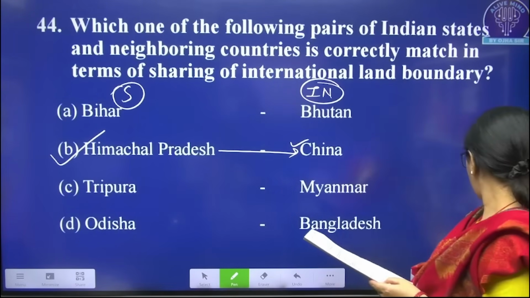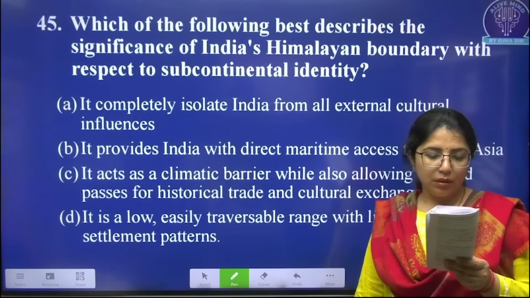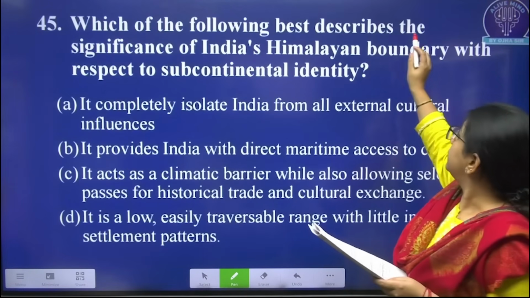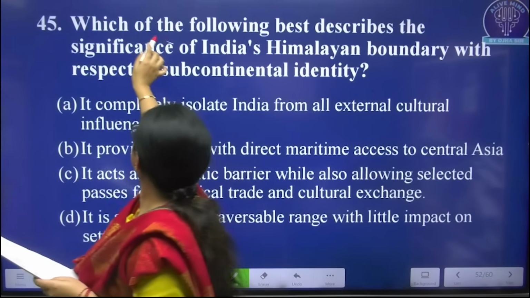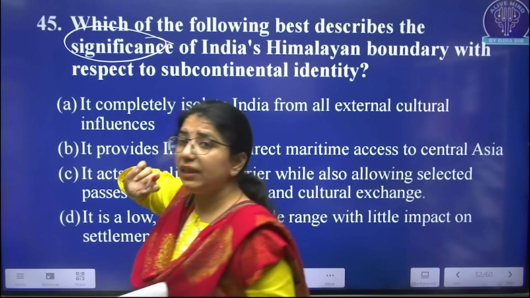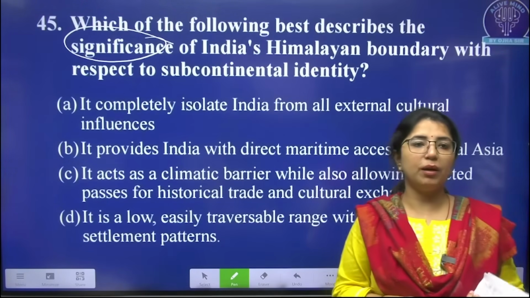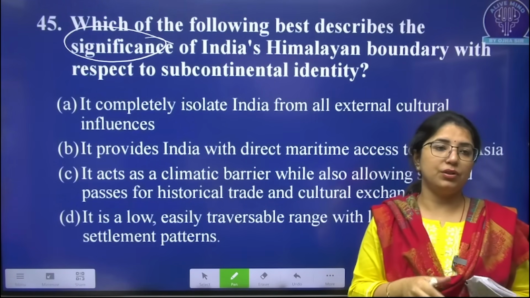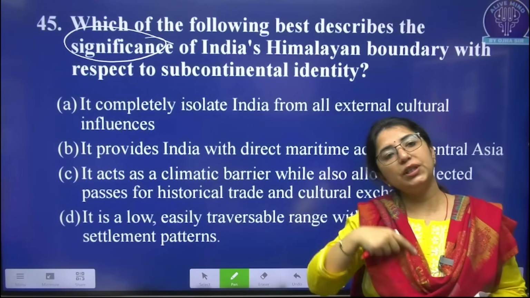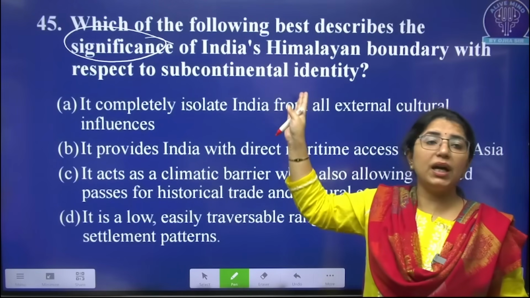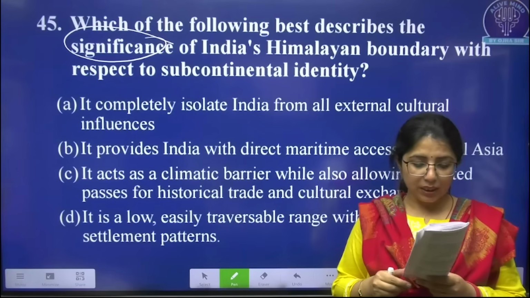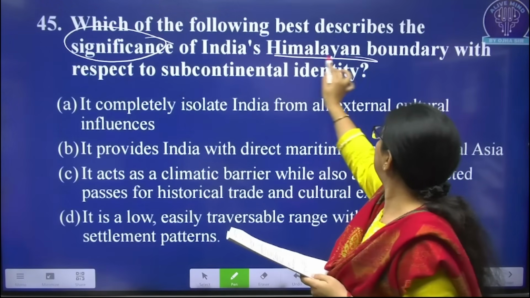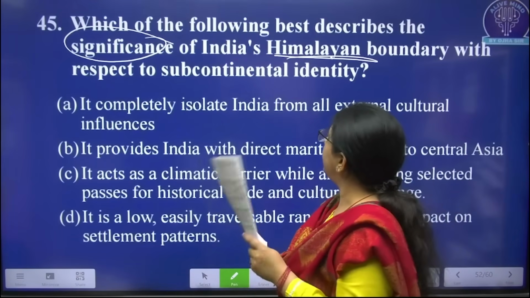Then question number 45. Which of the following best describes the significance? See, while reading the question, develop the habit of underlining and encircling those words which are very important, so that you are able to save your time and you don't need to go and read them again. Right? They're asking the significance of India's Himalayan boundary with respect to subcontinental identity.